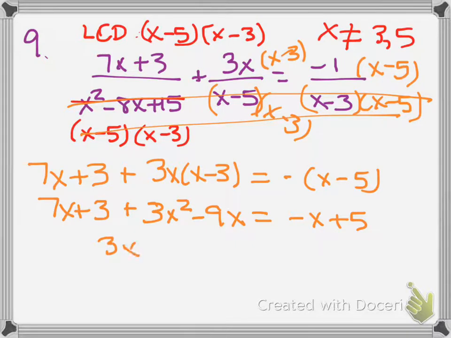So I'm going to have 3x squared minus 2x on this left side, but I'm going to add one more, so I'm going to have minus x because of the one on the right. Then I have plus 3 on the left, and I'm going to subtract 5, so I get negative 2.